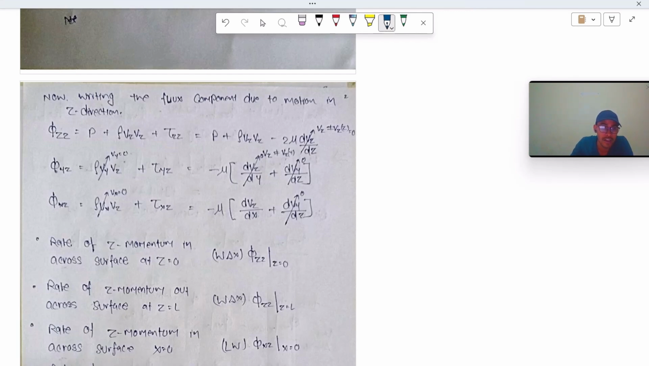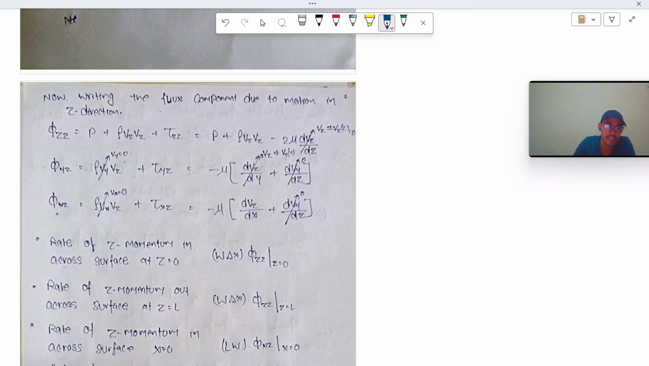The second one is phi yz, that is flux in the y direction due to motion in the z direction. It is given by rho vy squared plus tau yz. The first term is 0 because there is no velocity in the y direction. The only term left is tau yz, which also turns out to be 0 because vz is not a function of y and vy is also 0. So the whole term will be 0, and there is no effect in phi yz.